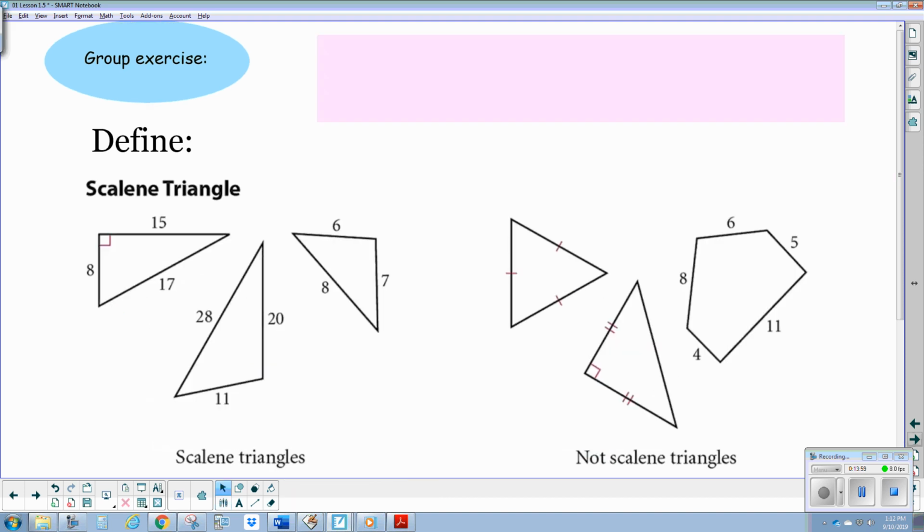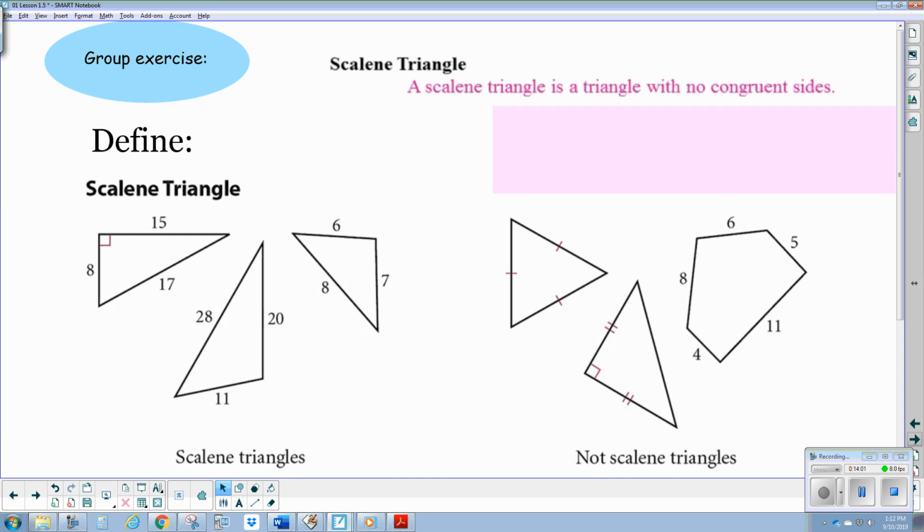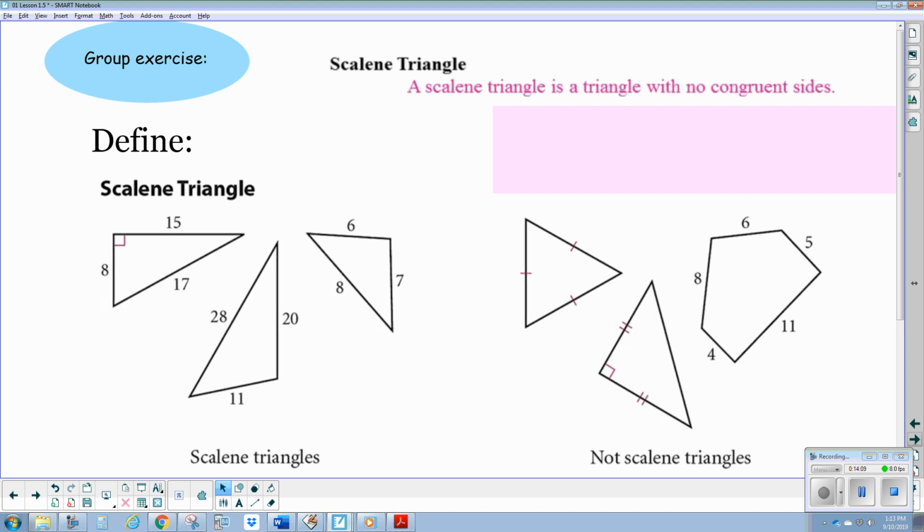A scalene triangle is a triangle where no 2 sides are congruent. So all 3 sides in this example are of different length. Here we can see that these are all 3 the same length. That would be an equilateral triangle. Here we can see that we've got a 90-degree angle. That makes it a right triangle. And we can also see that 2 of the sides are congruent. And this one, lastly, is not a triangle, therefore not a scalene triangle.